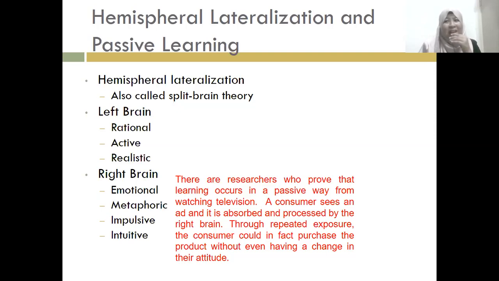Metaphor means something like they give clues, they want to say something, right? Like we are clueless, we do not know, so we are straight on. We are rational people, we are straight to the point. And then right brain is impulsive, intuitive. There are researchers who prove that learning occurs in a passive way from watching television. So consumers see an ad and it is absorbed and processed by the right brain. Through repeated exposure, the consumer could in effect purchase the product without even having a change in their attitudes.